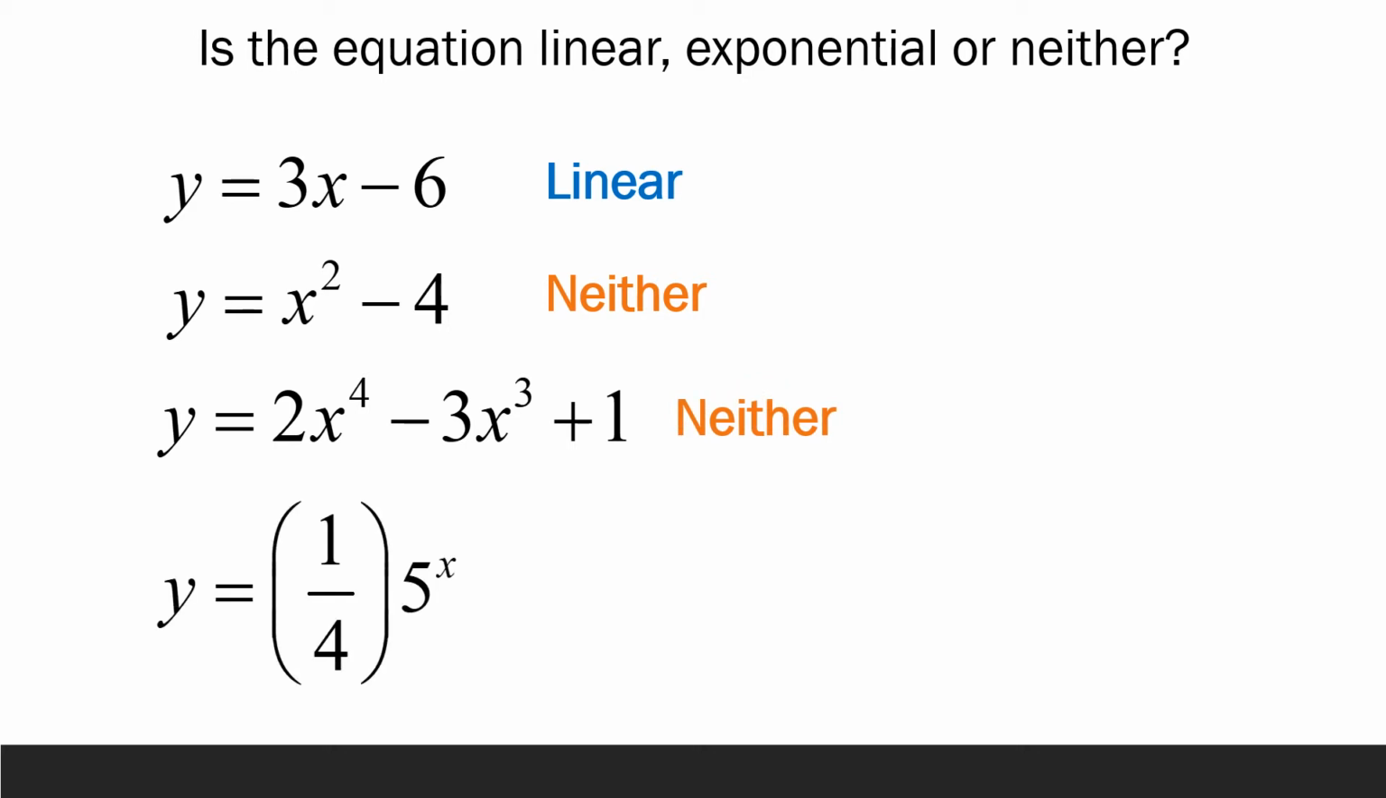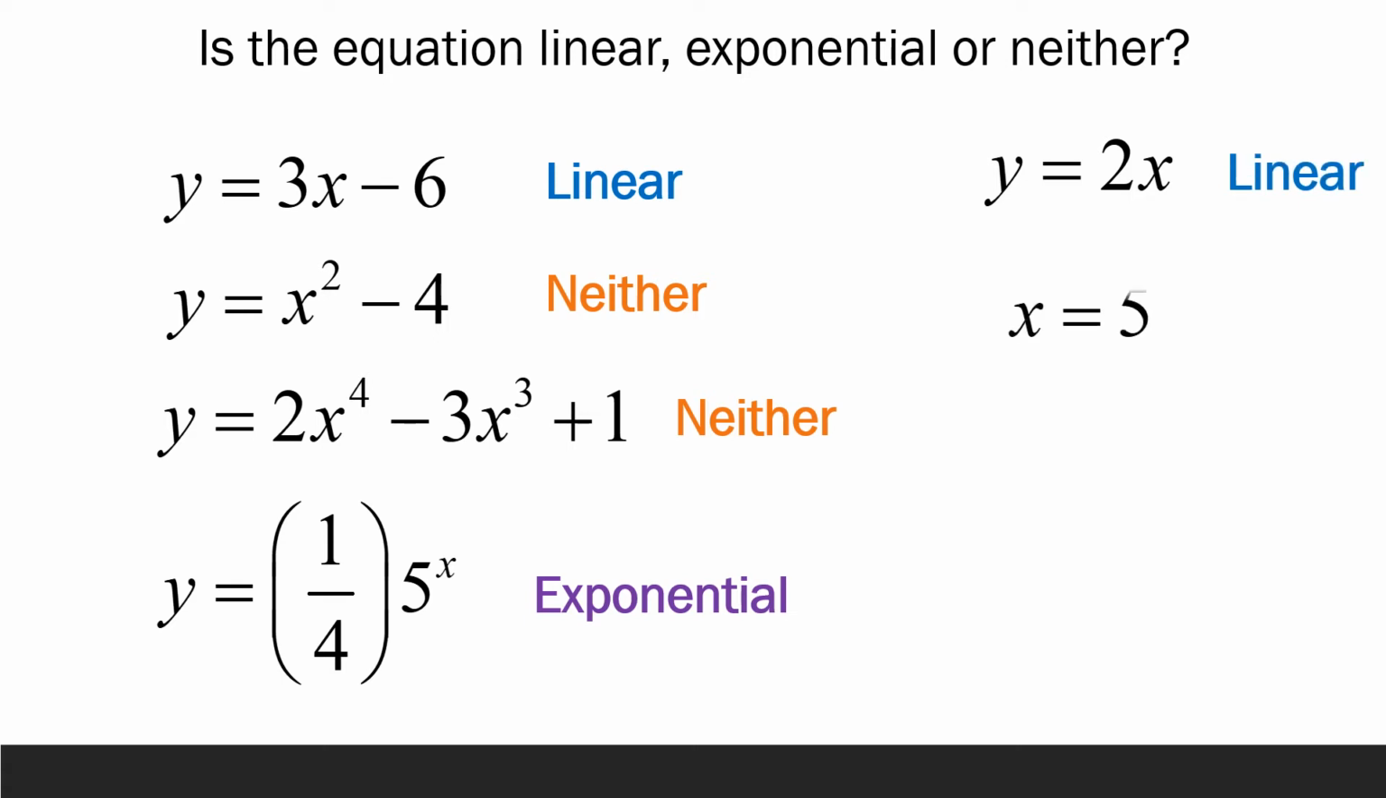This one here has a variable exponent, so this would be exponential. This one here sort of looks like the y equals mx plus b form, but in this case, b is 0, but this would be linear. And even though this doesn't look like the y equals mx plus b form, I know the graph of x equals 5 would be a completely vertical line at x equals 5. So I know that this would also have to be linear.